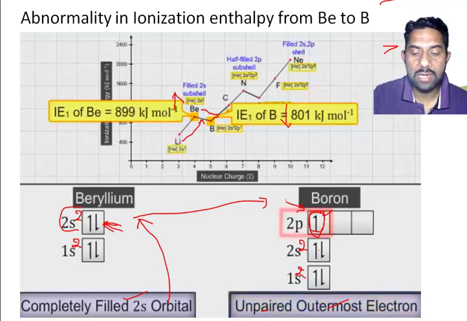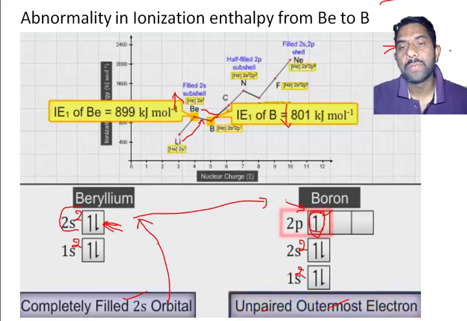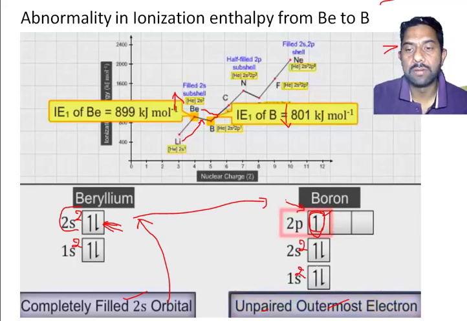So this is one of the factors. It's not just the size or nuclear charge, but there are some other factors, and out of those, one factor is electronic configuration. The species which have a stable electronic configuration will have higher ionization enthalpy.